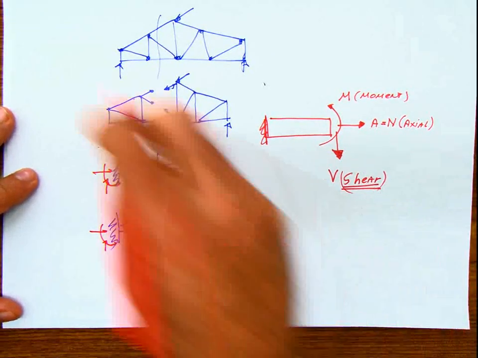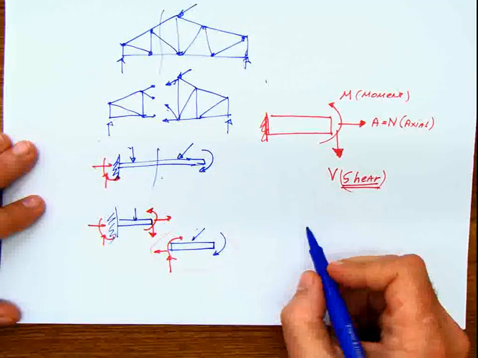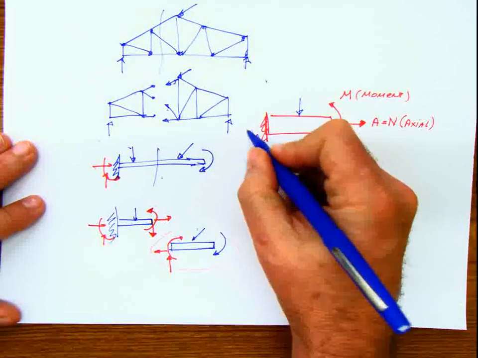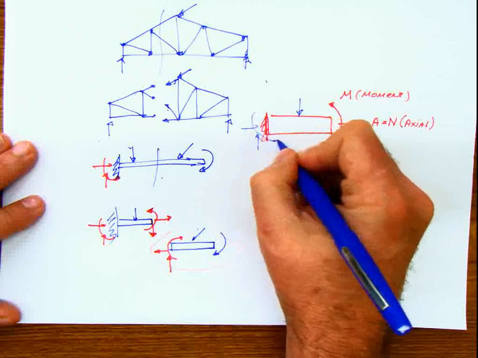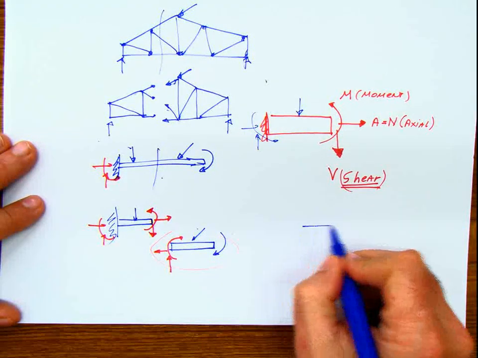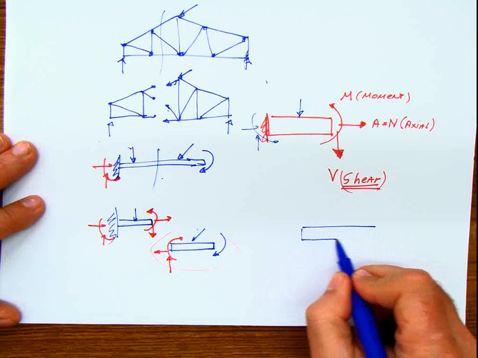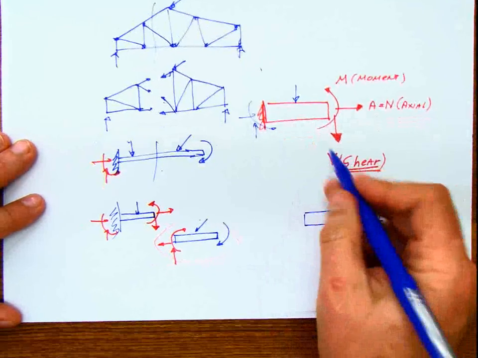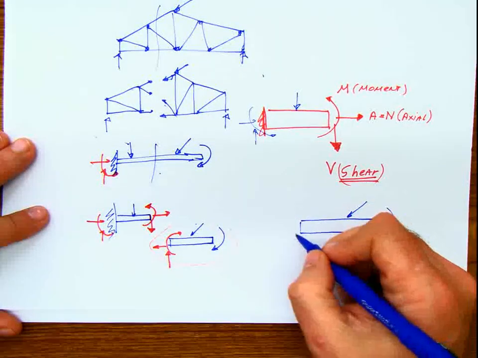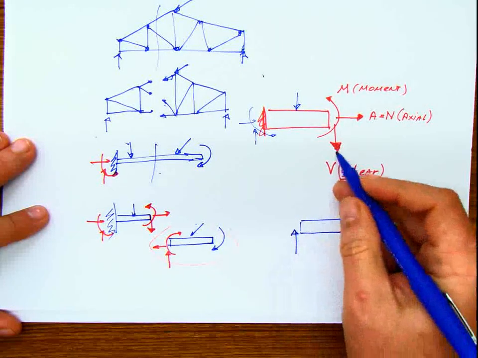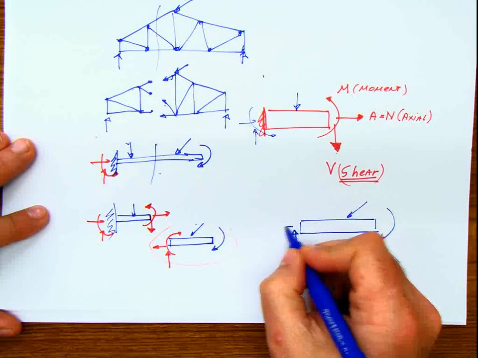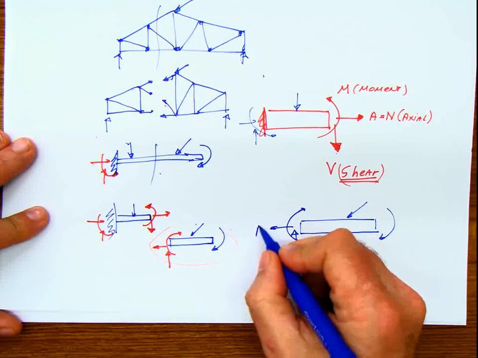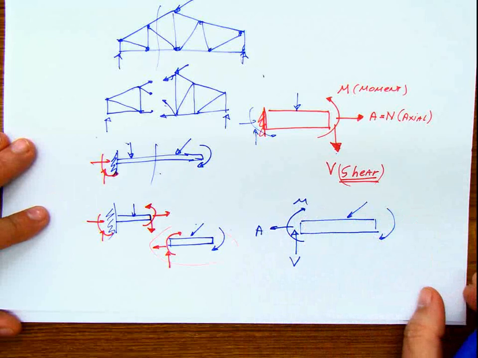And at the other end also, if this is one end, and this has a load here, and this has the other reactions, I'm just going to copy them like that. And at the other end, the same forces appear, but of course, action-reaction has to be opposite to this one. So this is shear, this is axial, and this is moment.